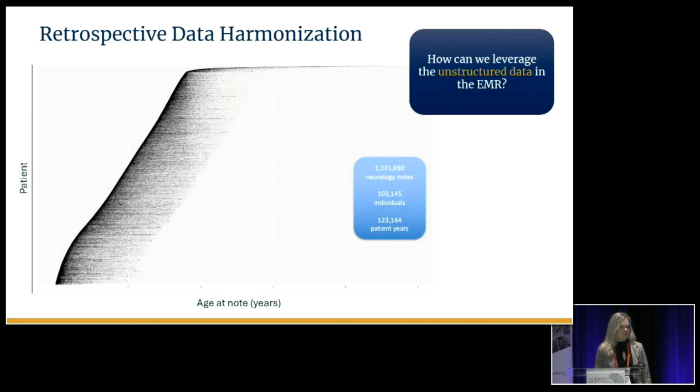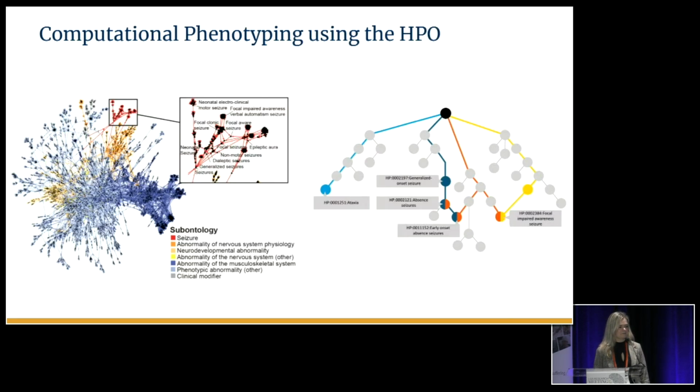So what else can you do? I showed you how we can use structured reporting, but what about all the other data? Most of the data stored in our electronic health records is completely unstructured. Free text and office notes, telephone encounters, and this is a lot of data. So here I'm just showing you over 1 million neurology notes in over 100,000 patients arranged by age, and this represents over 120,000 patient years of data. But how do we make sense of it?